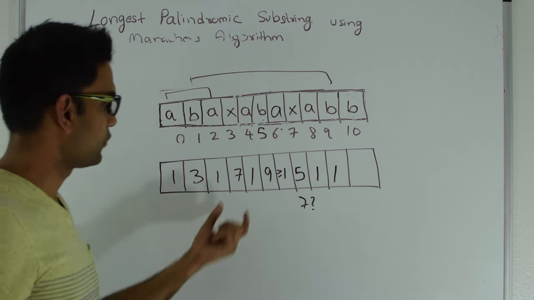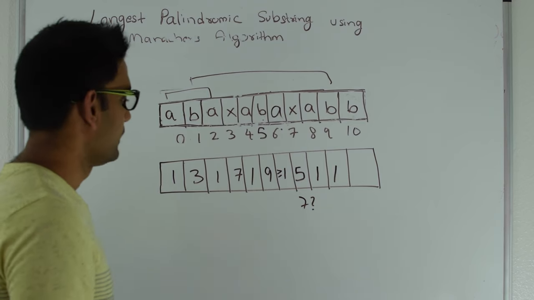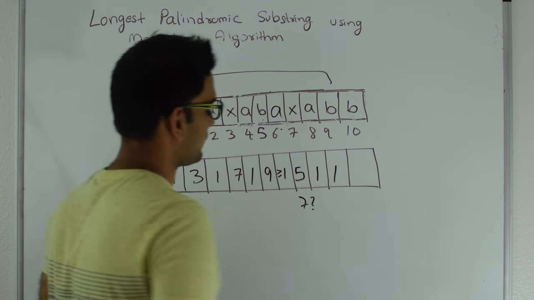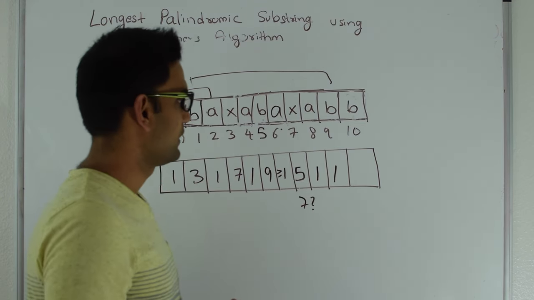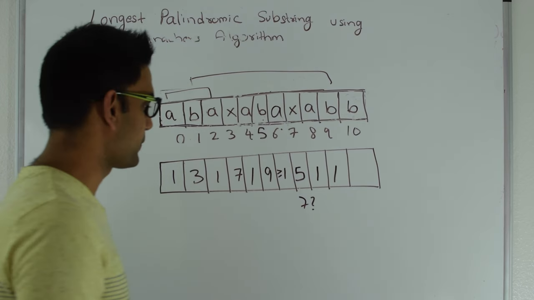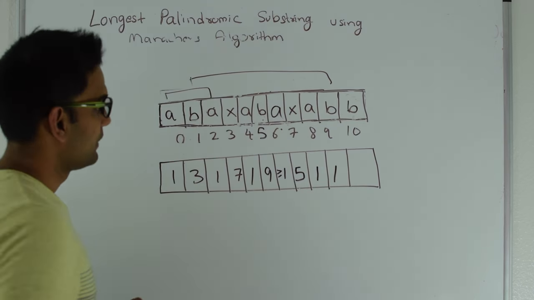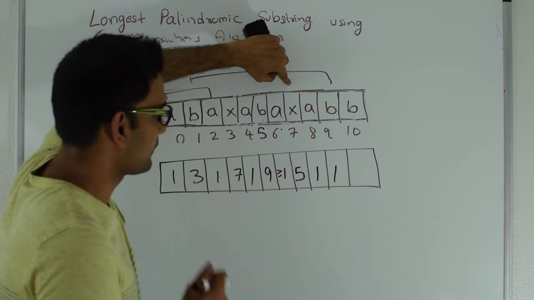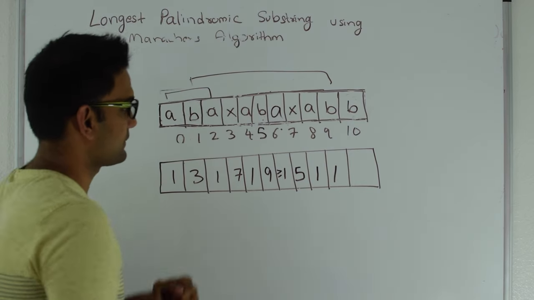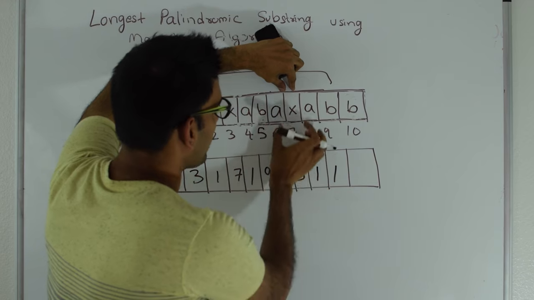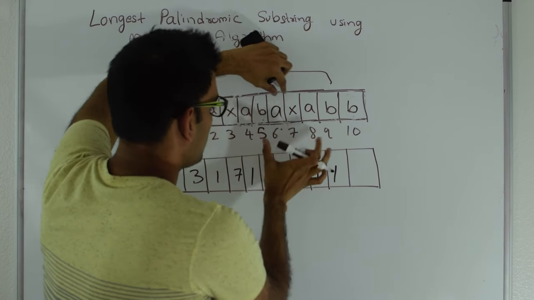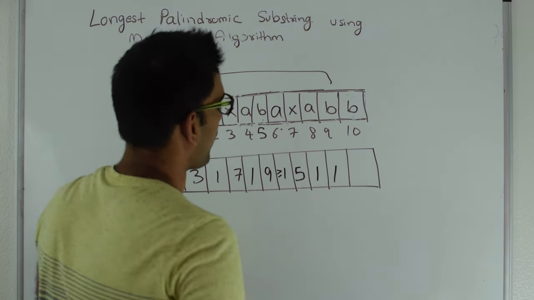So now the question is, who should I pick as my next center? Should I pick 5 as my next center? I mean, this X as my next center? And the answer is no. There is no reason to pick this guy as the next center. And let's understand why. The reason I'm saying there is no reason to pick X as the next center is because there is no way it will grow beyond the current length of Y.